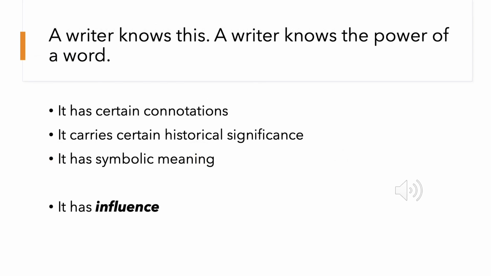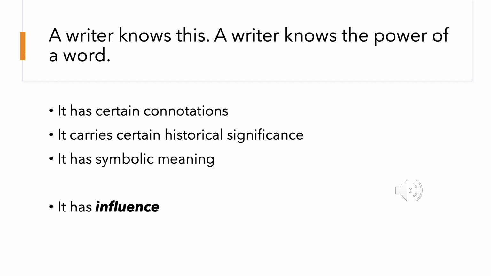Now, a writer knows this. A writer knows the power of a word. A writer will know that certain words have certain connotations to certain groups of people. They'll know that a word carries historical significance, that a word carries symbolic meaning. They will know that a word they have chosen will have an influence.